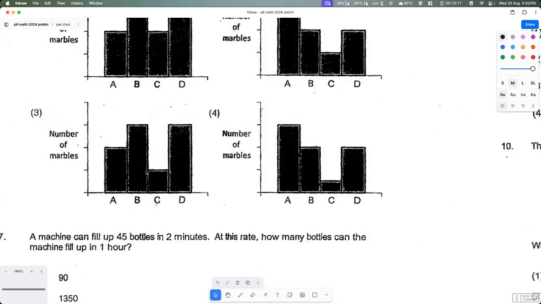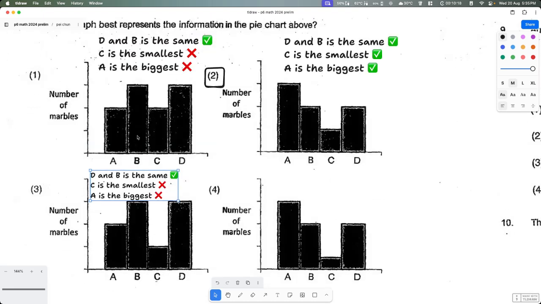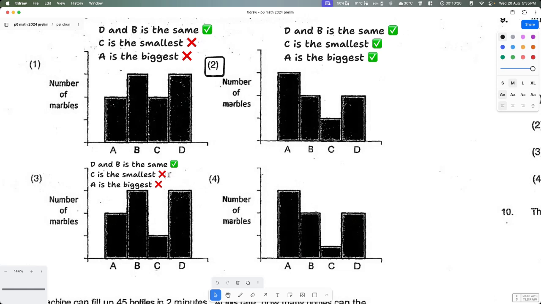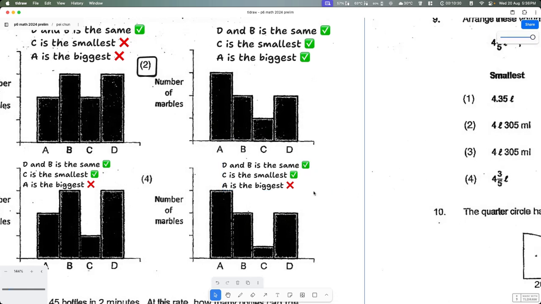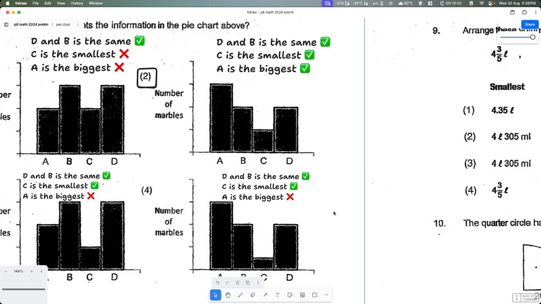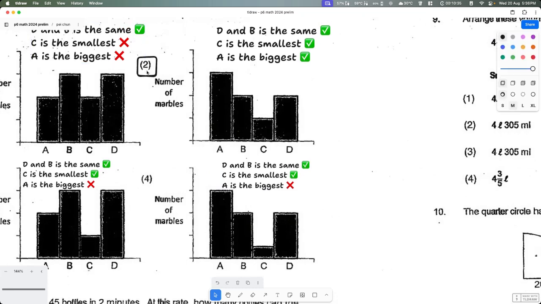Right. So for this, make it a little bit smaller. D and B is the same. C is the smallest. A is the biggest. This one is correct, but A is not the biggest. Okay, so that means this is wrong. Lastly, for 4, B and D is the same. C is the biggest, right? A is the smallest. Okay, so there is a difference here. Okay, so A is the biggest, C is the smallest, right? Okay, so it's either 2 or 4.